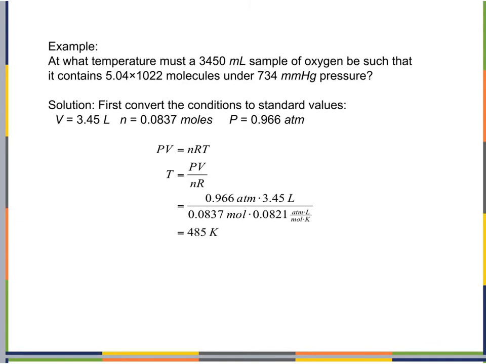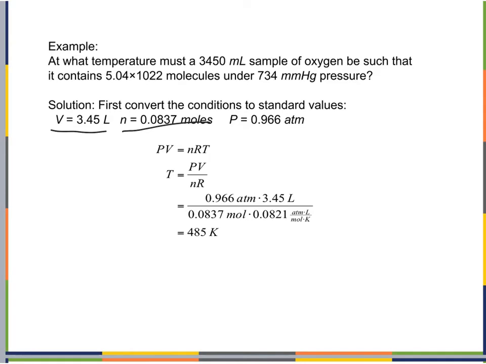And here we've got a temperature. It says at what temperature must a 3,450 milliliter sample of oxygen be such that it contains 5.04 times 10 to the 22nd molecules under 734 millimeters of mercury. And we have to convert these things, right? So first thing to do is volume goes to liters.